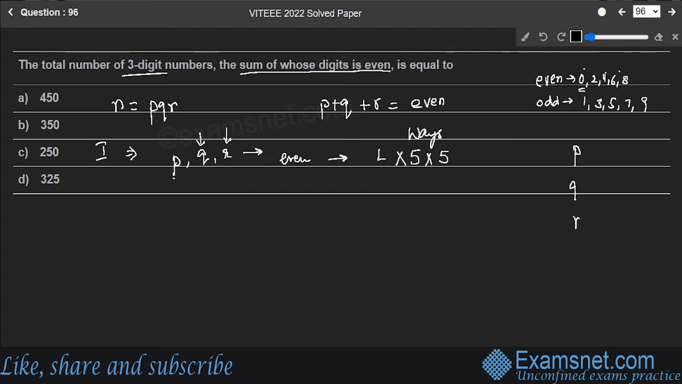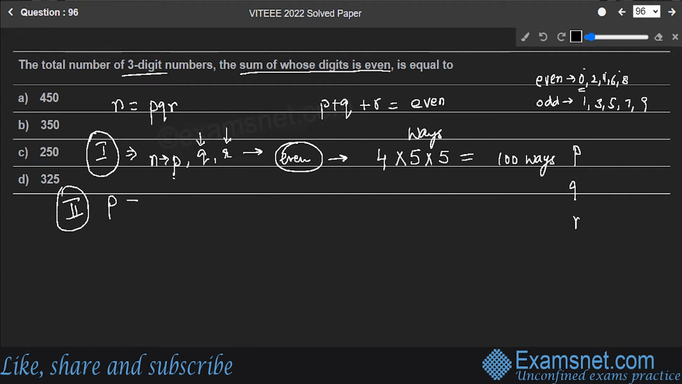That means the possible ways you can have P equal to 4. That means to have the number N, where P, Q, R all are even, is given by 4 into 5 into 5. That is 100 ways.